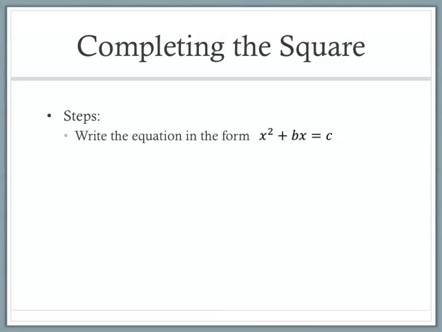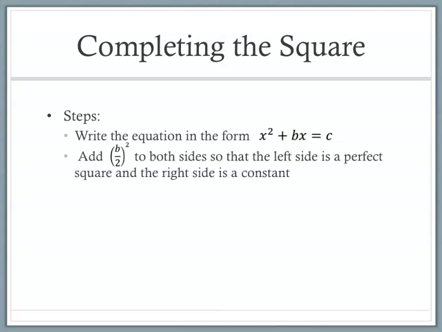In the next step, you will add (b over 2) squared to both sides so that the left-hand side is now a perfect square and the right-hand side is still a constant, but it will be c plus (b over 2) squared. Then you'll take the square root of both sides and then simplify. Don't forget that when you take the square root of both sides, you want to make sure you include both the positive and negative answers. Let's take a look at an example.